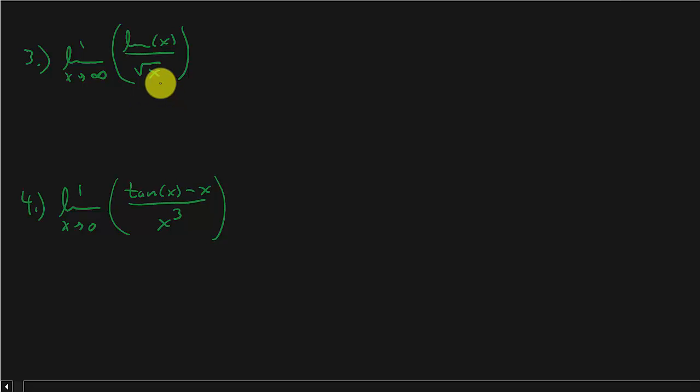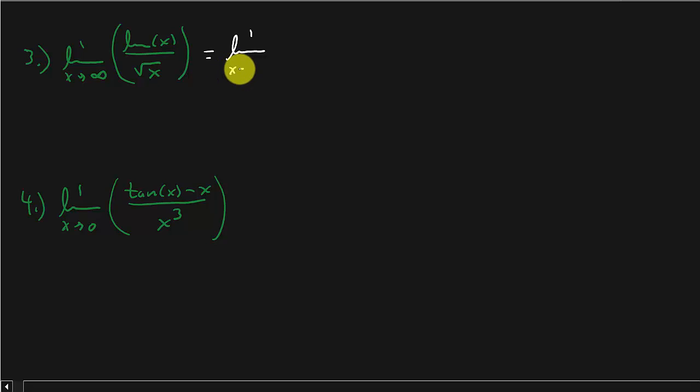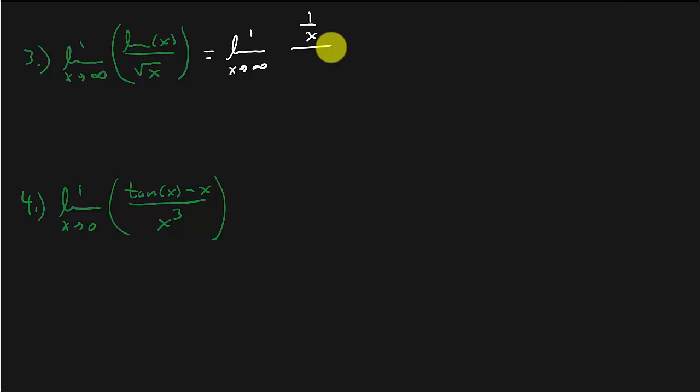Well, if I have a number out at infinity and I'm taking the square root of a number out at infinity, I still have a really big number. So you can see here we have infinity over infinity. So I can take the derivative of the numerator and denominator. So that's the limit as x goes to infinity. Derivative of natural log is 1 over x, over, now I've got the derivative of square root of x.